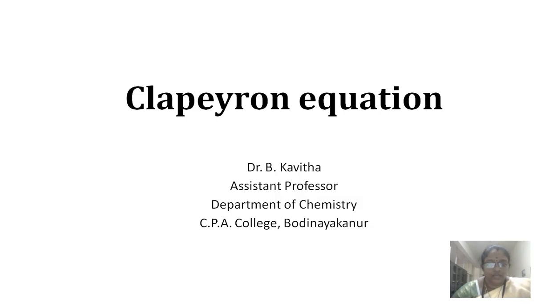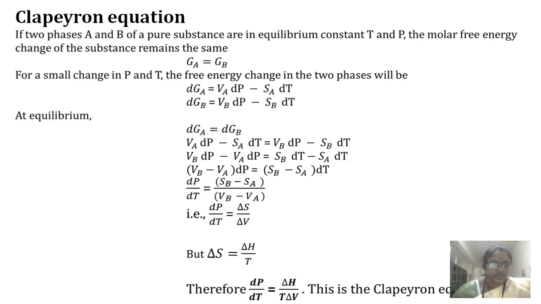We will see about the Clapeyron equation. If two phases A and B of a pure substance are in equilibrium at constant temperature and pressure, the molar free energy change of a substance remains the same. Gibbs free energy of substance A is equal to Gibbs free energy of substance B.